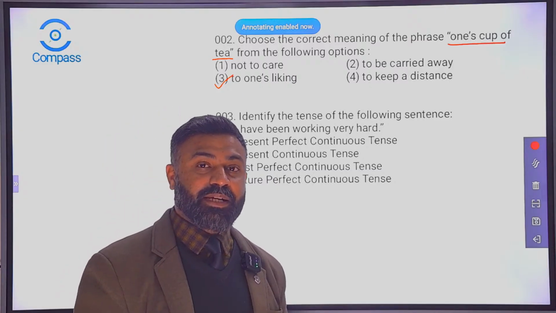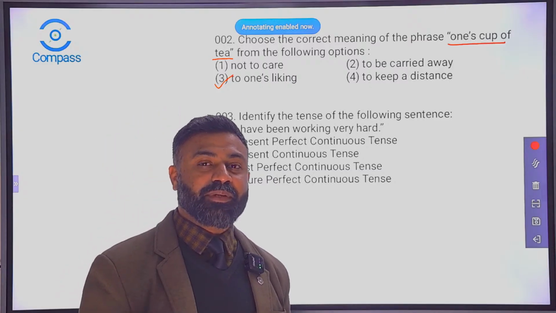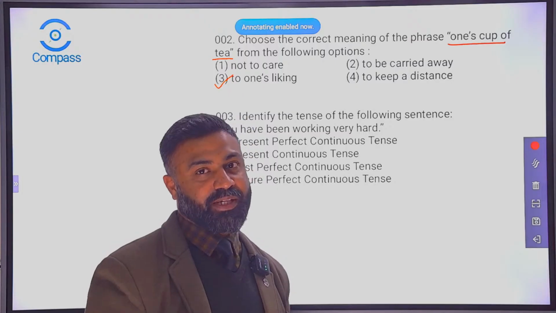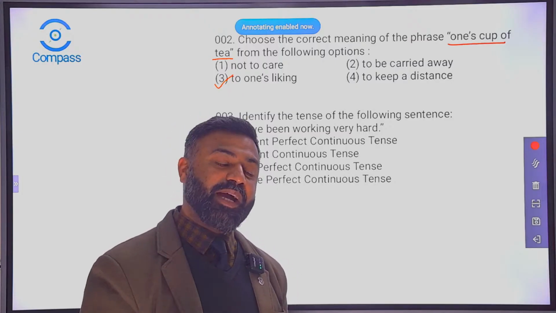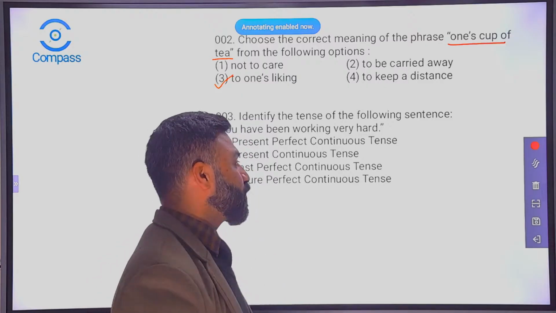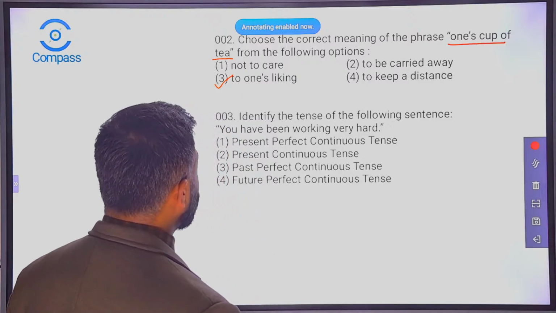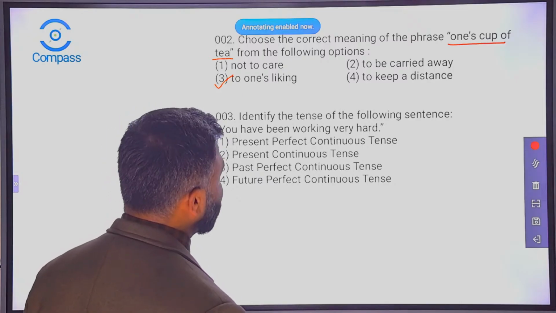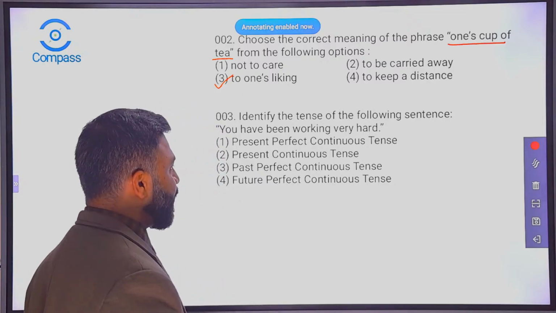Somebody says it is my cup of tea, that means I like doing it. Okay, this is my taste. I like it. This is what it means. So to one's liking, one's cup of tea. So that's the right answer here. The other options are incorrect.